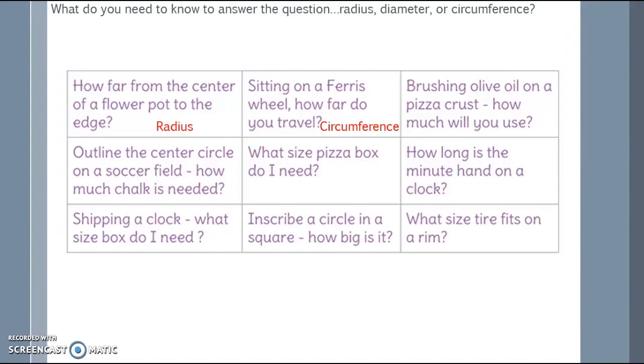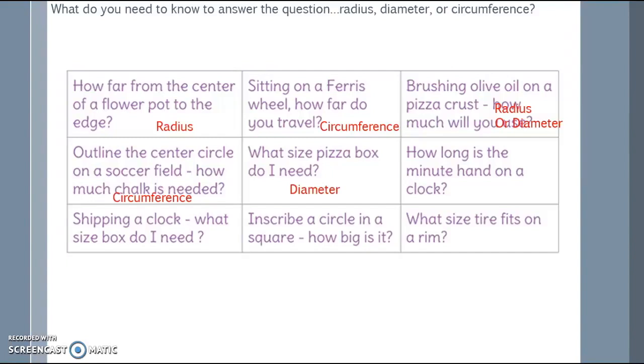Brushing olive oil on a pizza crust, assuming we're needing to find the area of the whole pizza crust, we would need either the diameter or the radius. Outline the center circle on a soccer field. How much chalk is needed? Since we're looking at the outline of a circle, we're looking for the circumference. What size pizza box do I need? We could either use the diameter or the radius to identify how wide our pizza is.